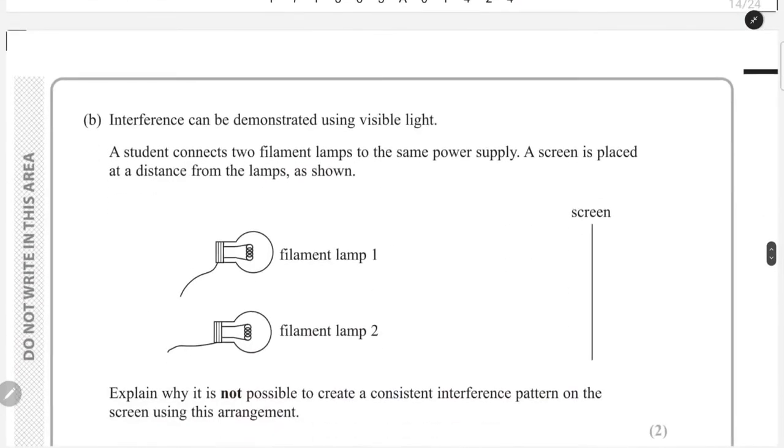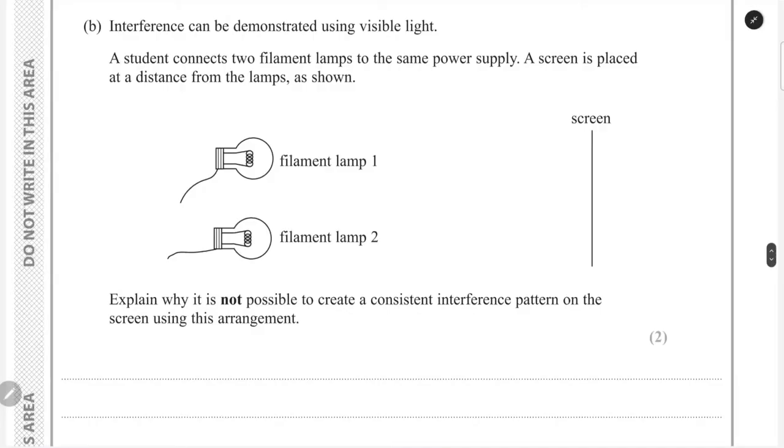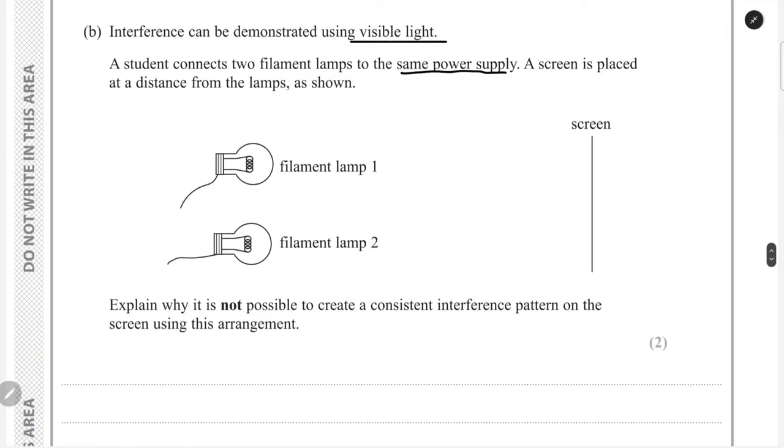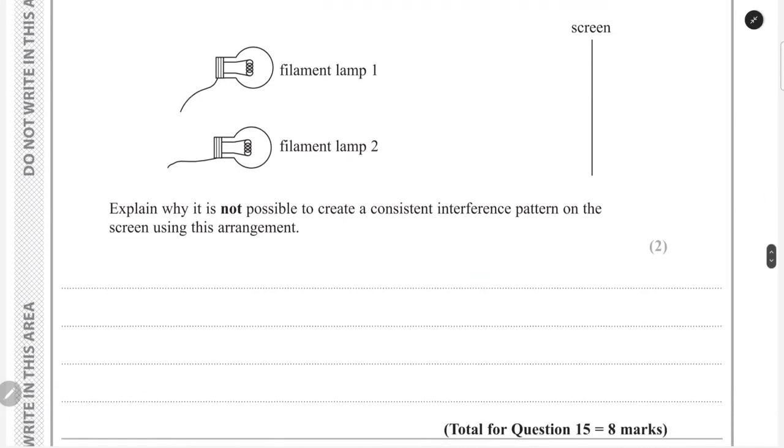Now moving on to the next question, part B of the same question. We are given that interference can be demonstrated by using visible light as well. We are given two filament bulbs which are connected to the same power supply. So they are in phase, or the light they emit will be coherent. And we have a screen placed at a distance. We have to explain why it is not possible to create a consistent interference pattern on the screen in this arrangement.